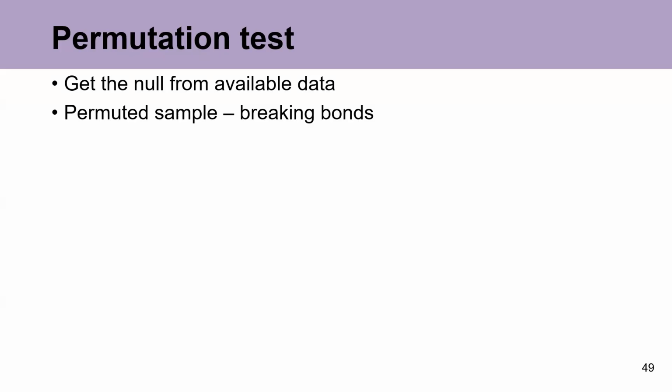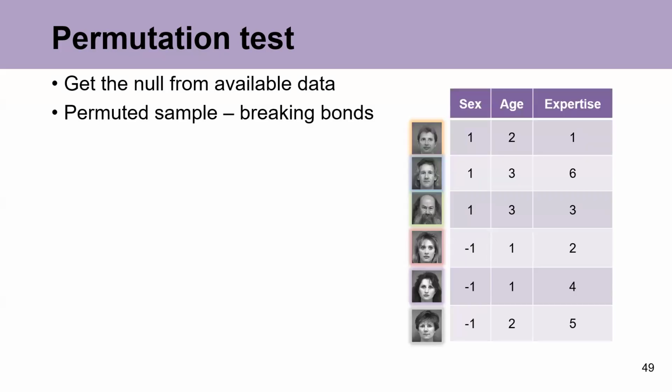So to permute the sample, you break the bonds in the data set. For example, I have a set of faces. These are my observations, these are my participants, and I have 3 variables that I collected from them. To do a permutation on this data set, I break the link between the people and the data.